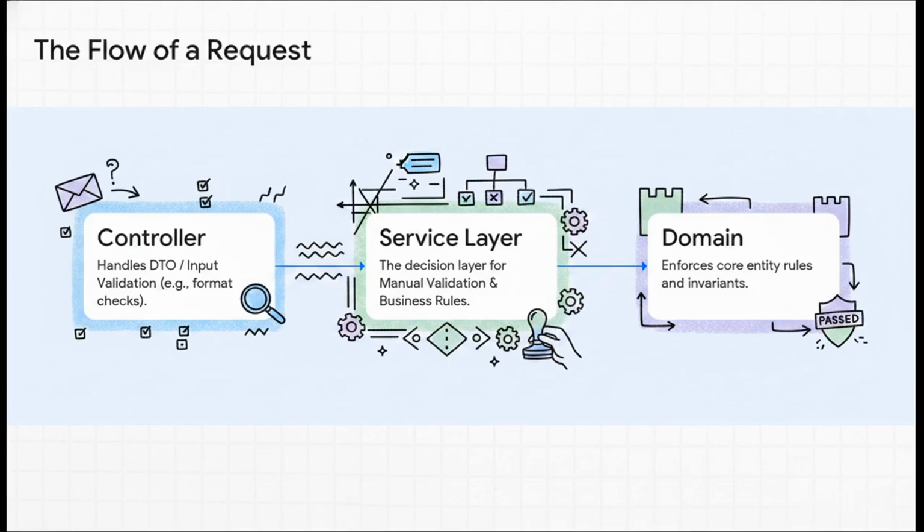First, it's going to hit the controller. The controller does the basic stuff, the simple input validation, like, is this actually an email address? Then it passes the data on to the service layer. Now this is where the magic happens. This is where you perform your manual validation for all those important business rules. It's the gatekeeper. And only after all those rules pass do you ever touch your core domain, which is where your most fundamental business entities live.